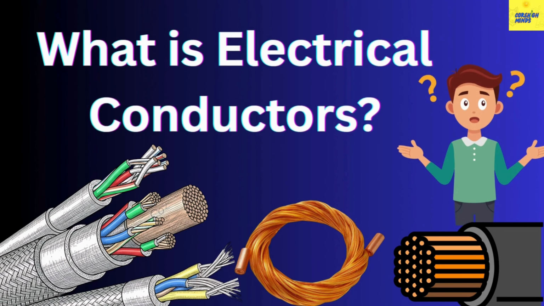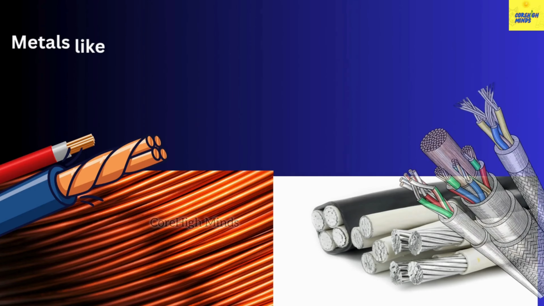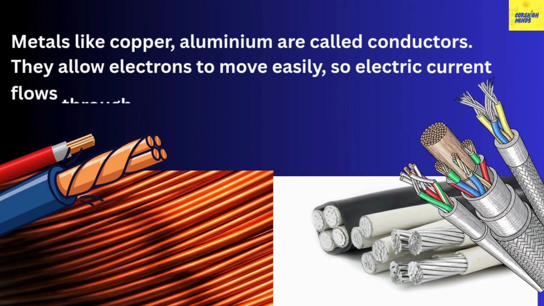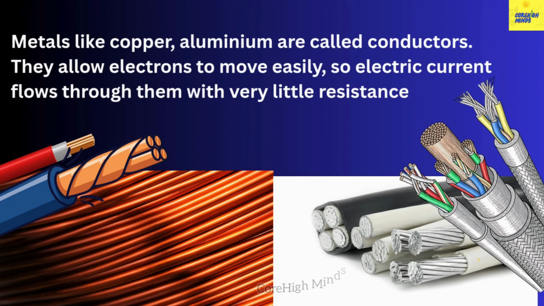What are electrical conductors? Metals like copper and aluminium are called conductors. They allow electrons to move easily, so electric current flows through them with very little resistance.